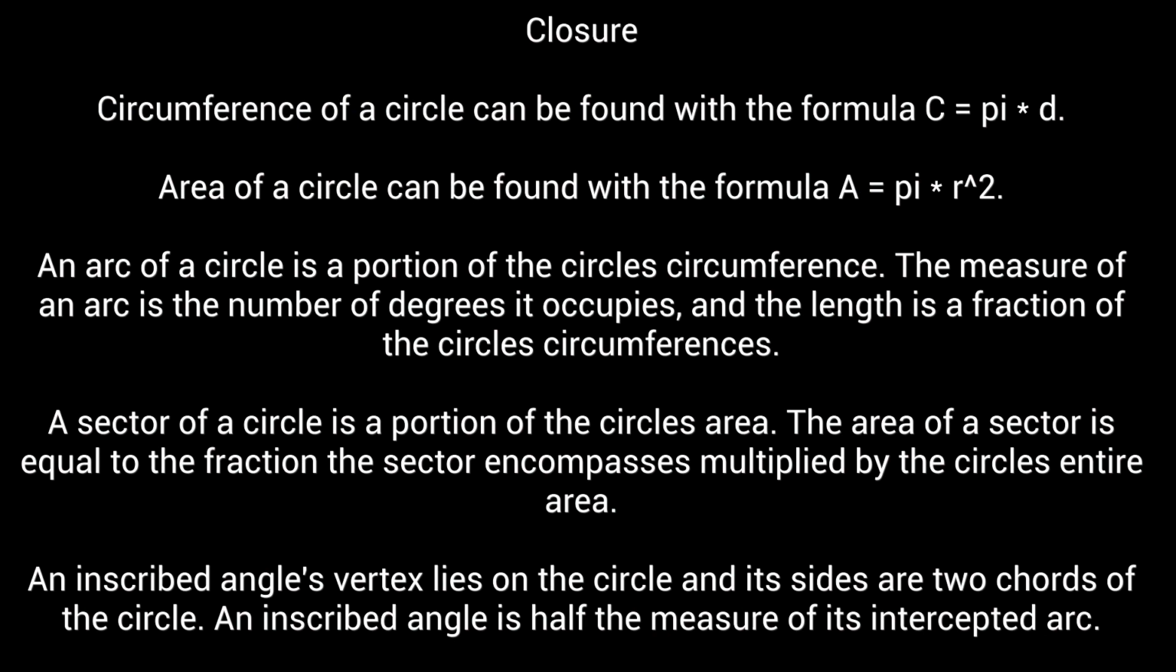In today's lesson, we learned circumference of a circle can be found with the formula circumference equals pi times diameter. Area of a circle can be found with the formula area equals pi times r squared. An arc of a circle is a portion of the circle's circumference. The measure of an arc is the number of degrees it occupies, and the length is a fraction of the circle's circumference. A sector of a circle is a portion of the circle's area. The area of a sector is equal to the fraction the sector encompasses multiplied by the circle's entire area, and an inscribed angle's vertex lies on the circle, and its two sides are two chords of the circle, and an inscribed angle is half the measure of its intercepted arc.